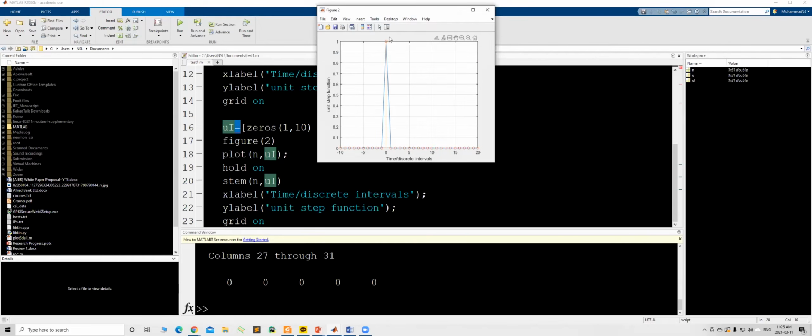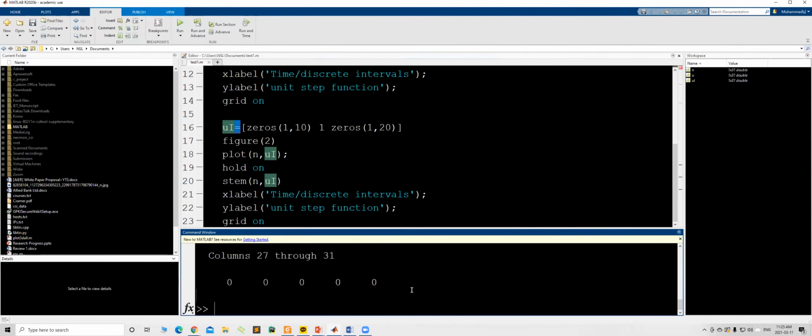So can you see it is only 1 at 0, and then it is 0 at the remaining. So the red dots, the red lines here, are denoting the discrete interval, and the blue line is showing you the continuous one.